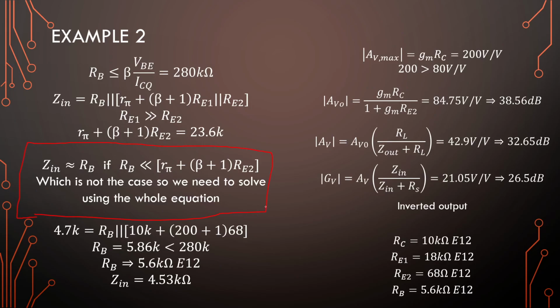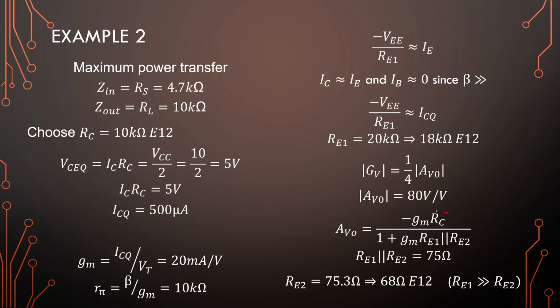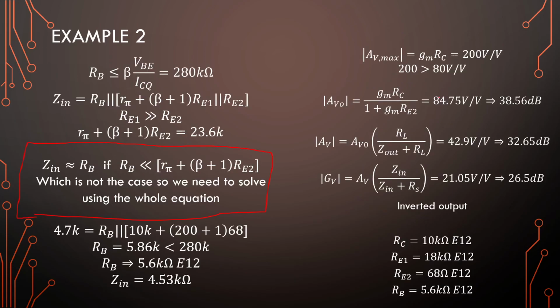Oh, just as a comment before we continue, if we would have worked out this equation using only RC over RE2 right here, the gain would have worked out to 147 volts per volt, which is not even close to the 80 that we were designing for. So that's why we don't use that other equation that I mentioned earlier. If you don't know what I'm talking about, it's good that you already forgot it.